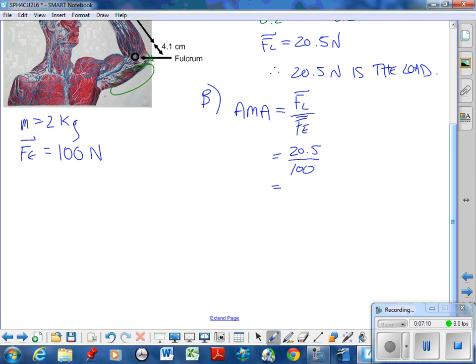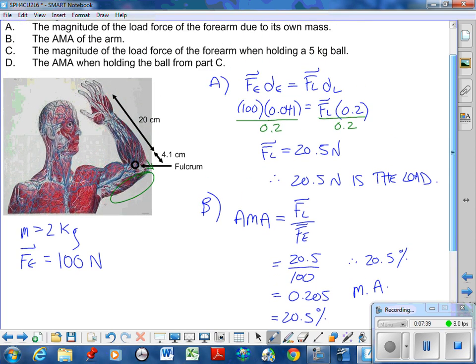20.5 divided by 100, what am I doing? That's embarrassing. 0.205, or 20.5%. So AMA, we can express it as a percentage. So 20.5% efficient, or advantage, mechanical advantage. I'm just going to use MA for mechanical advantage. So 20.5%, not exactly a fantastic ratio there.